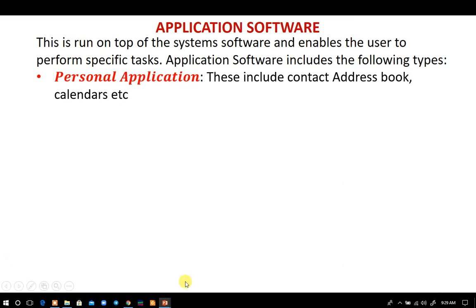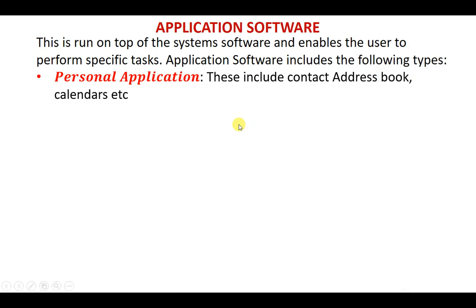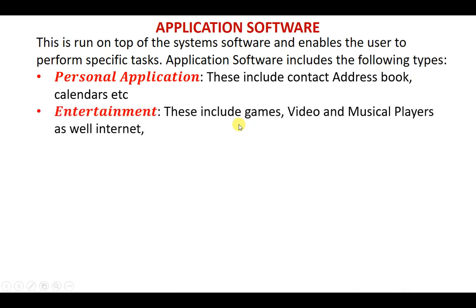Let me just open up something so you can see here. I have the calendar here. This calendar that you can see here is called an application software. It's also a software. Then we also have contact address books, which you can also install on your computer. Some computers come with them already installed. And then apart from that, we have another type of application software, which is the entertainment software.